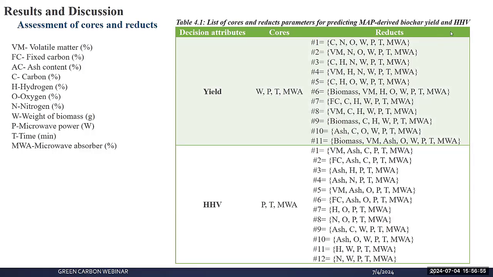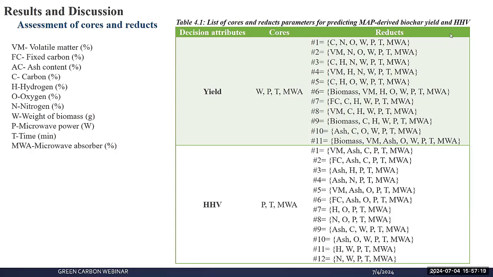So we have around 11 reducts for determining yield and 12 reducts for determining HHV. The parameters which are common to all these reducts will be called the core. So for predicting yield and HHV, the process conditions, like the Whitstacker mode, microwave power, time, and absorber, are the main core for determining the decision attributes.